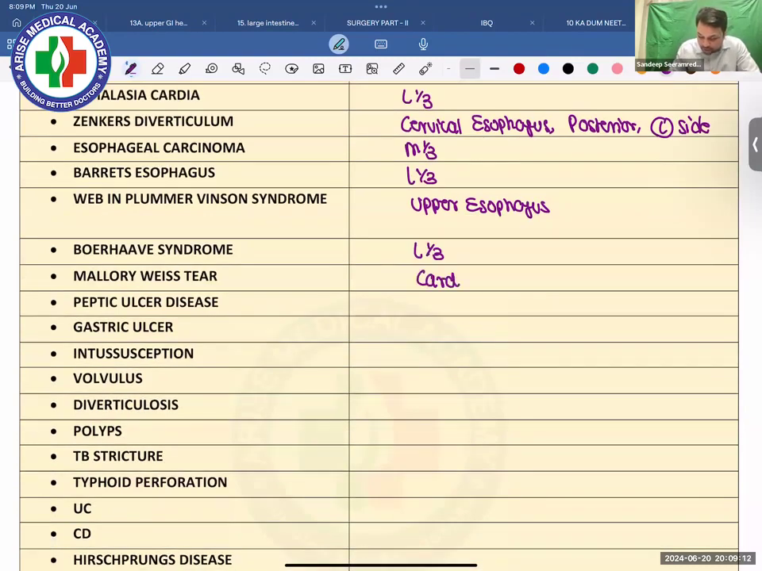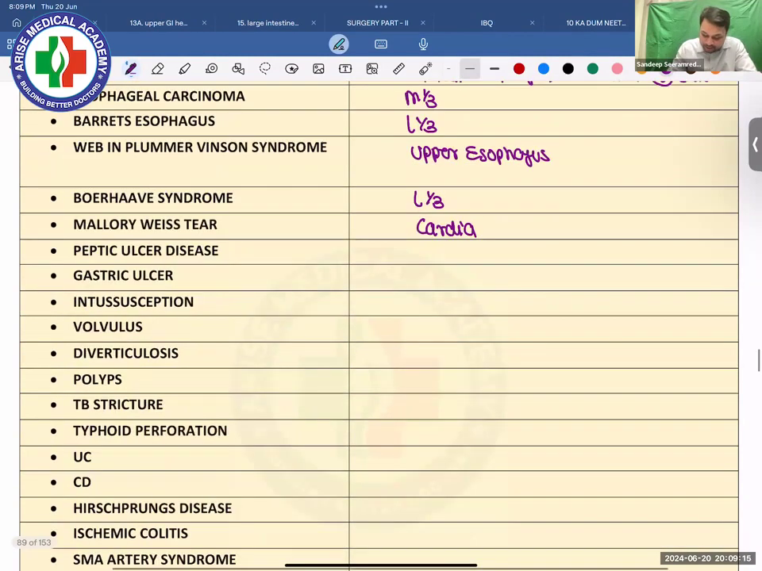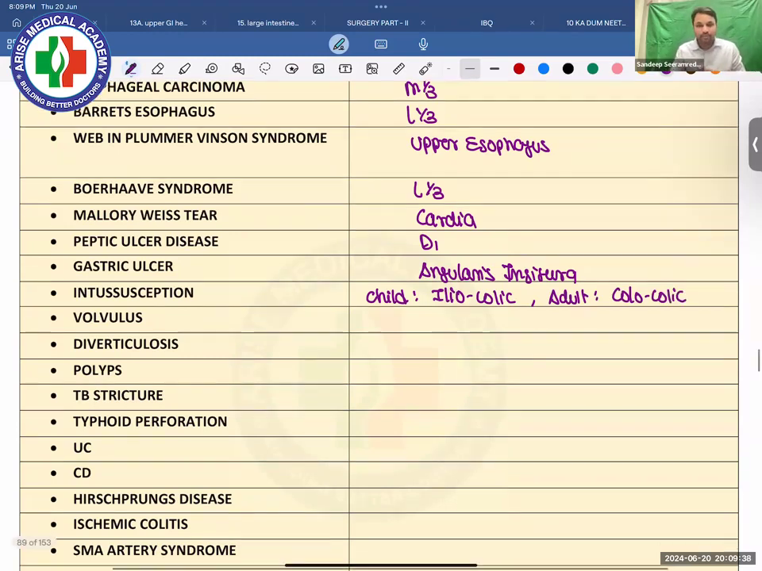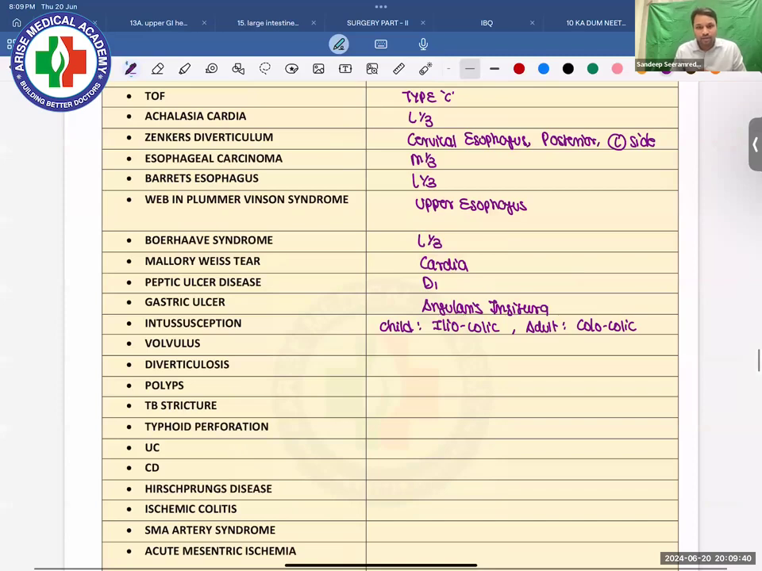Boerhaave syndrome will be in the lower 1/3 of the esophagus. Mallory-Weiss, the most common site is going to be cardia of the stomach. Peptic ulcer disease is first part of the duodenum. Gastric ulcer is seen at angularis incisura. Intussusception, if you're talking about children, then it is going to be ileocolic. But if I say adult, adult is going to be colocolic. Are you keeping up? Fast ho gaya?